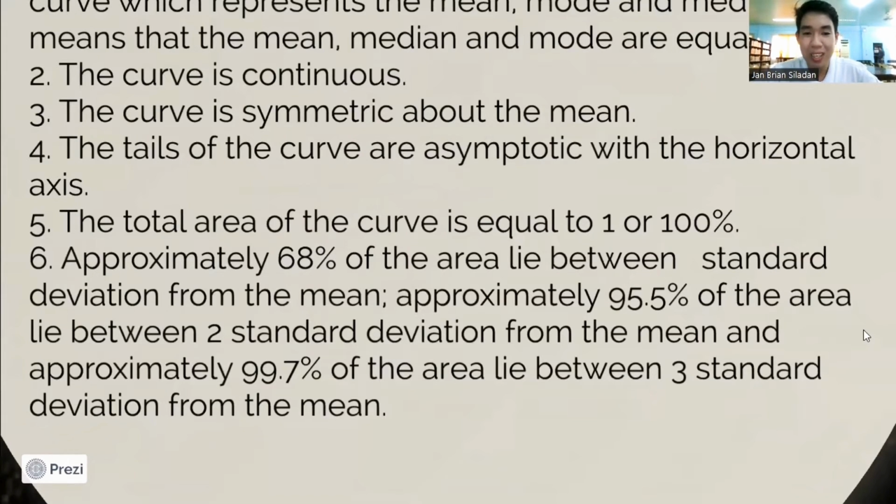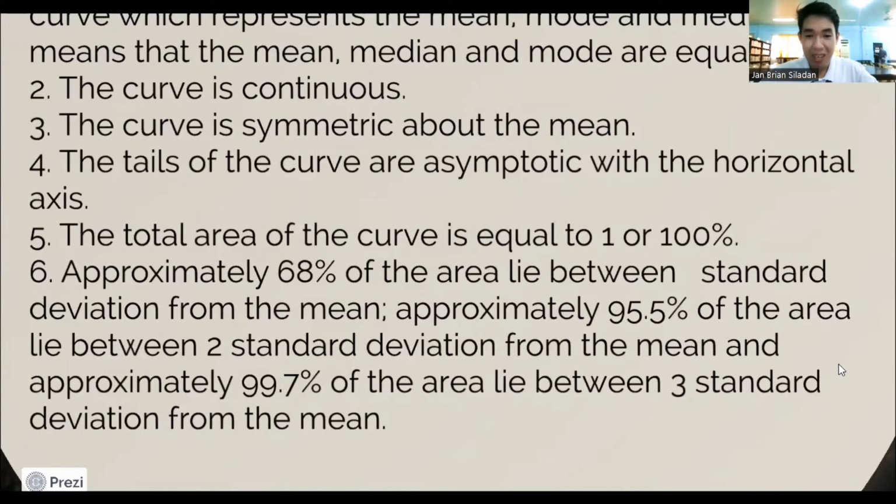Approximately 68% of the area lies within one standard deviation from the mean. Approximately 95.5% of the area lies within two standard deviations from the mean, and approximately 99.7% of the area lies within three standard deviations from the mean.